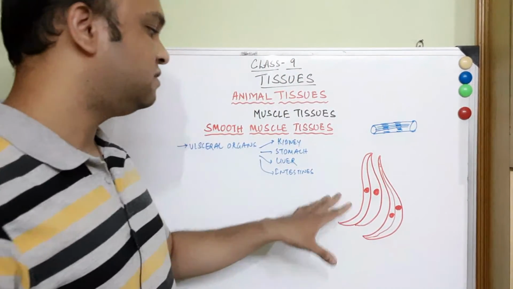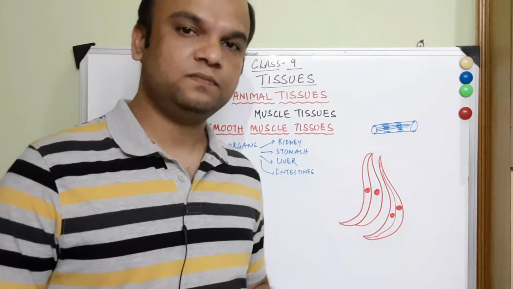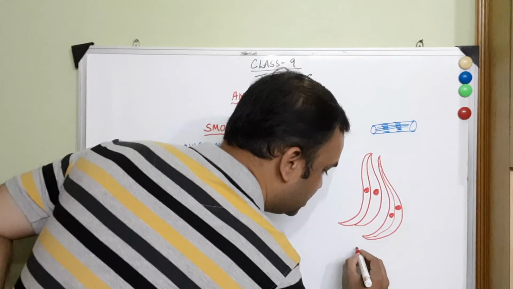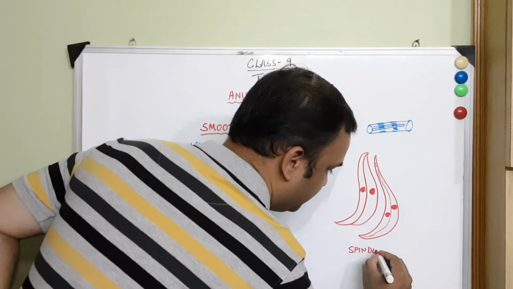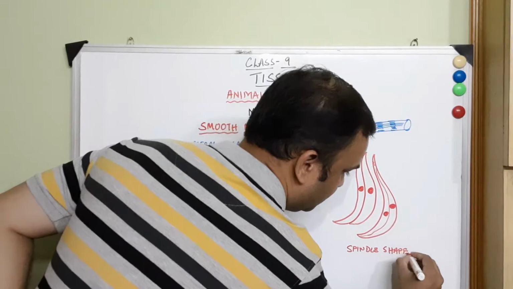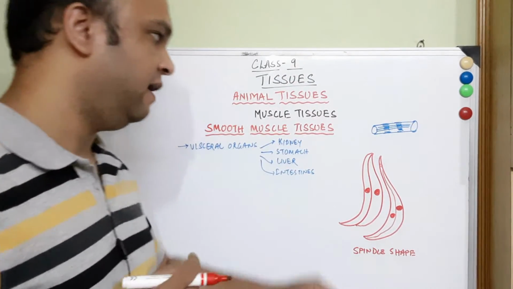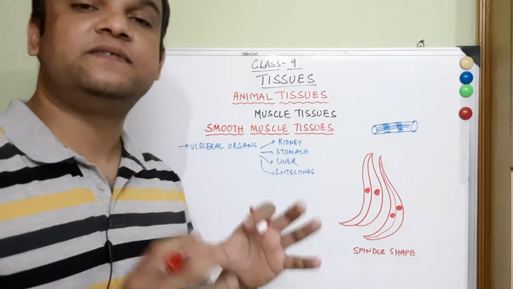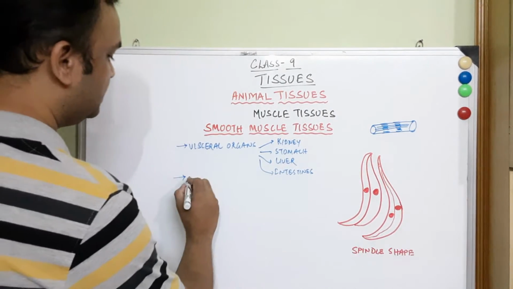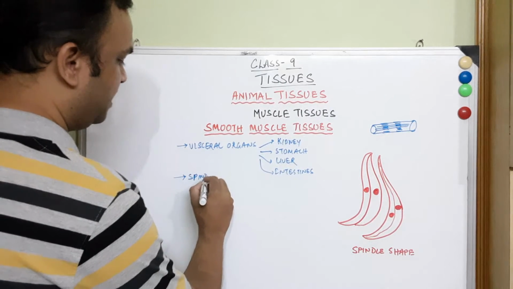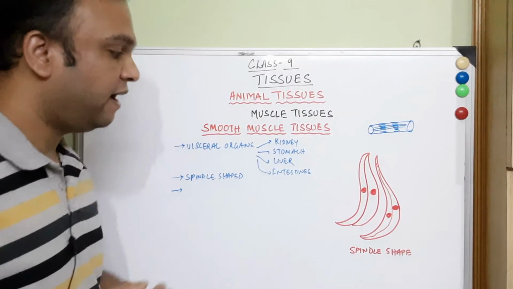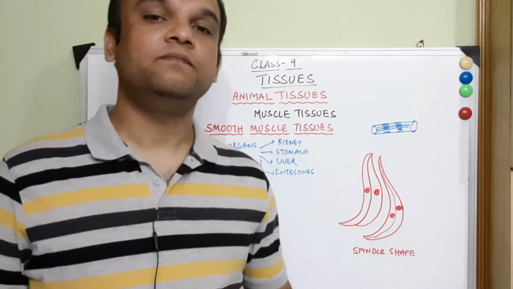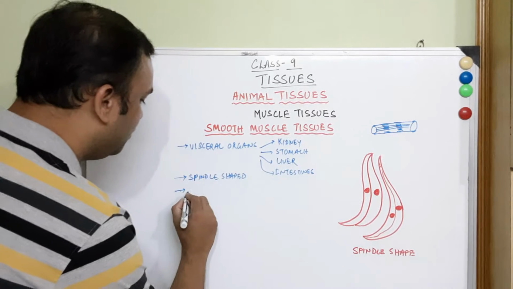So students, this is the structure of a smooth muscle tissue. Smooth muscle tissues are spindle shaped. This shape is called spindle shape. In a spindle shaped structure, you will find the ends are very narrow and the central region is very wide. The first property is they are spindle shaped, and also you will find only one nucleus present in this muscle tissue. So the condition is uninucleated.